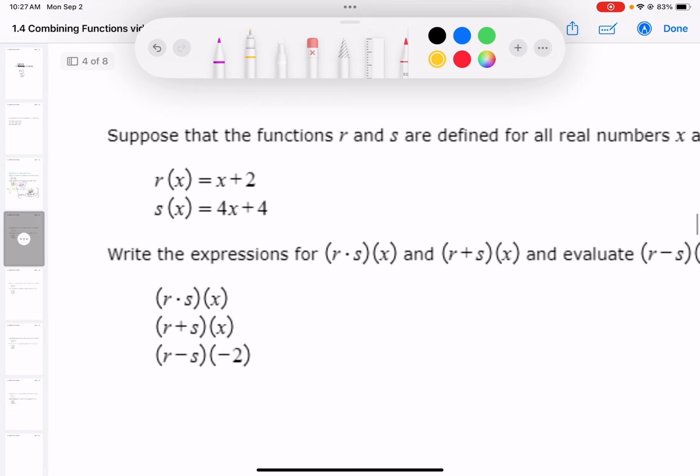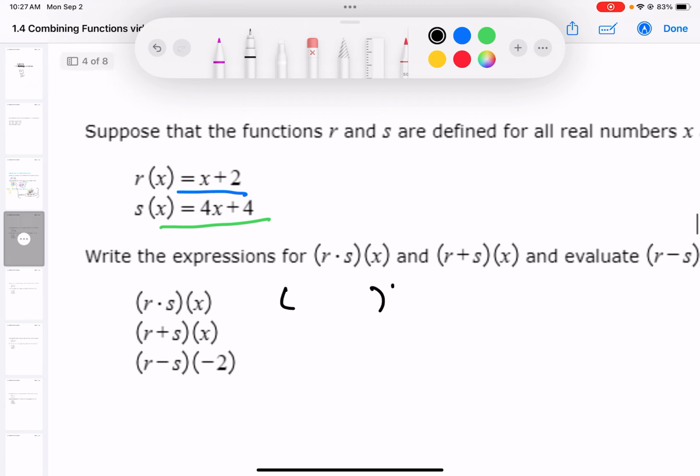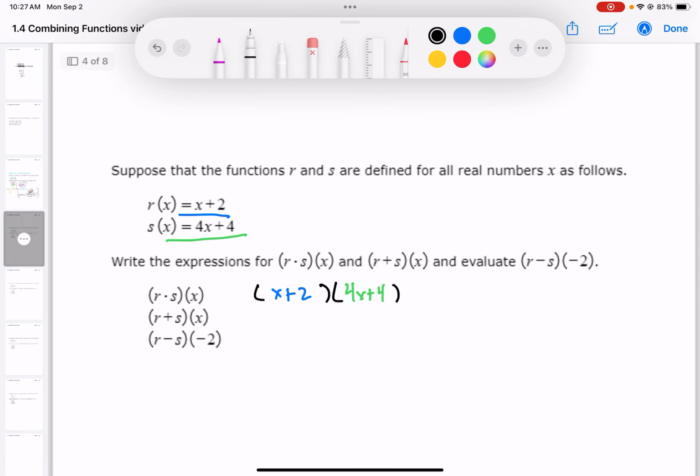So here I've got R, which I'll do in blue. Once again, I'll do green here. I'm multiplying these two together. Blue is x plus 2, and green is 4x plus 4. We're going to multiply these together. Oh, I need to give myself a little more room there.